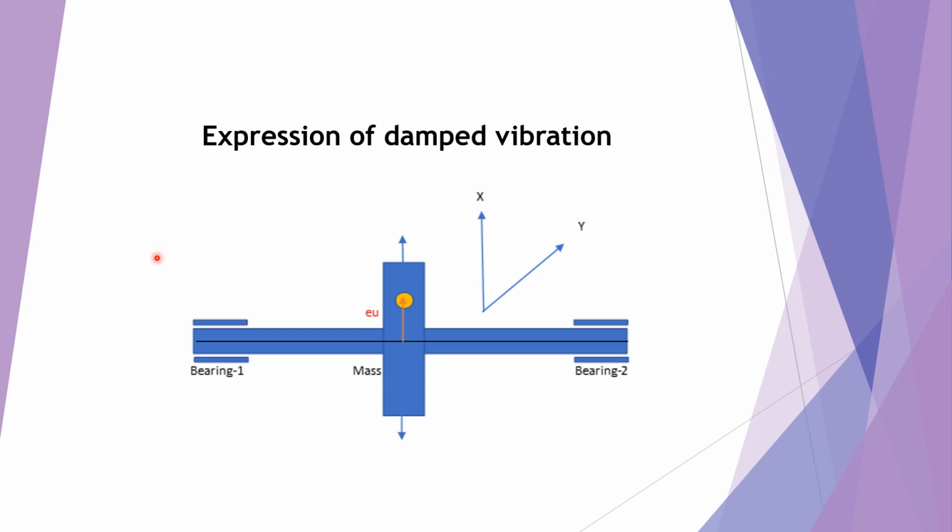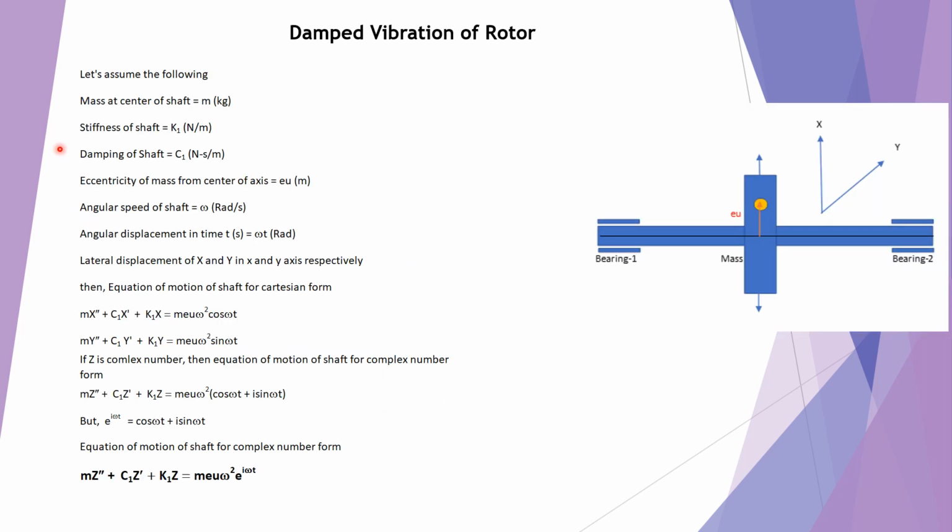The rotor is considered damped and is supported at bearing number 1 and bearing number 2. Bearings are considered rigid, so there is no displacement of the bearing itself, as well as no displacement of the shaft at the bearings. However, there will be displacement of the shaft at other locations, let's say displacement of the shaft in x and y directions, which are perpendicular to the axis of rotation of the shaft. So let's derive for damped vibration of the rotor.